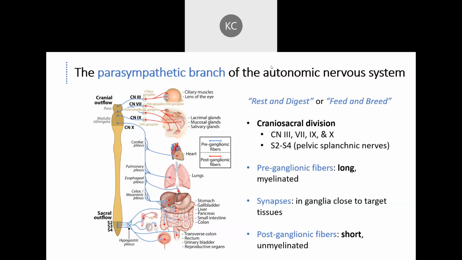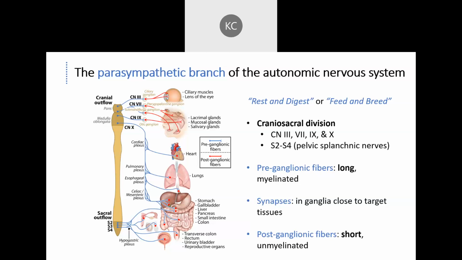So in part three here, we're going to pick up and continue our discussion. In particular, we're going to focus in on the two divisions of the autonomic nervous system. We've alluded to these a couple of times now, and now we're going to get into some more of the detail with each of these. The first one that we're going to discuss is the parasympathetic division.